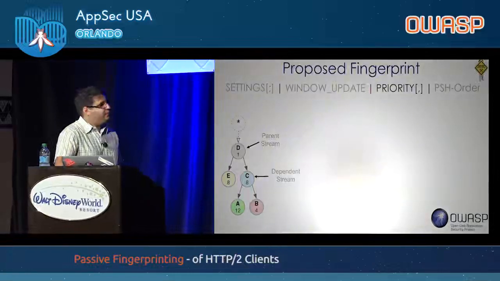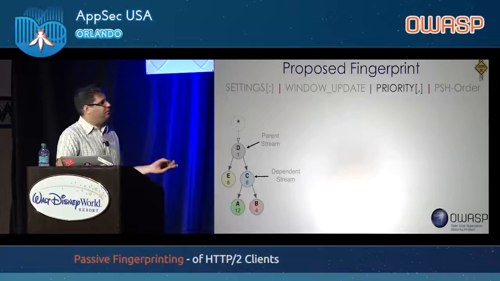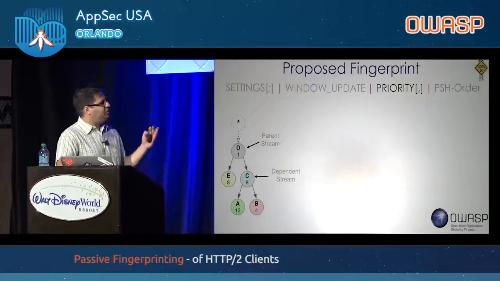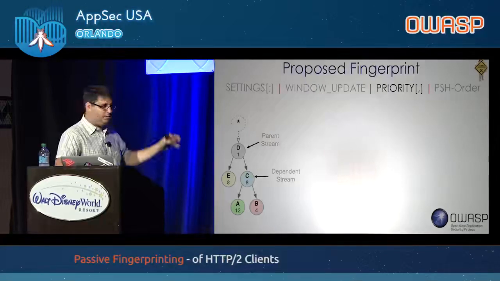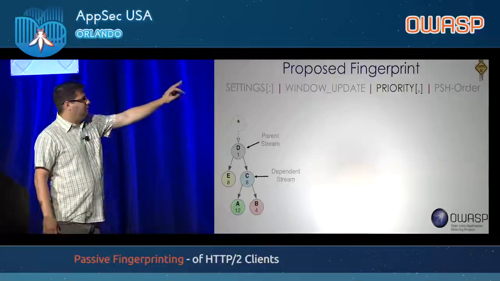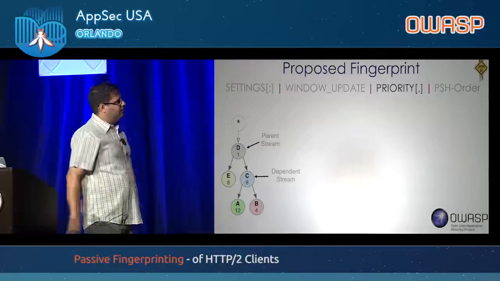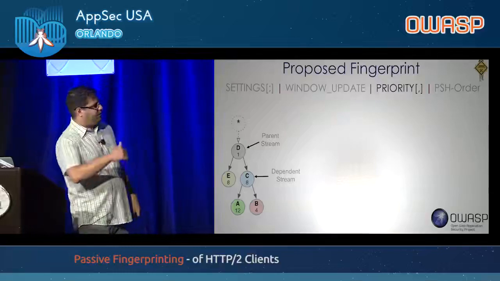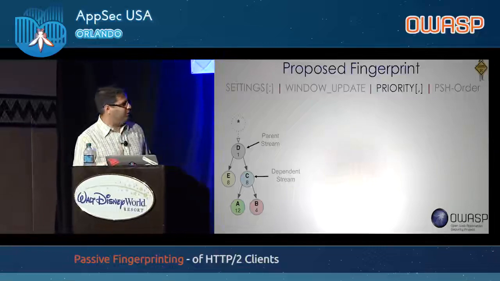The third element is a priority frame. And that's really interesting because the RFC allows to create dependencies between different streams. If you look at the chart, you can see the asterisk stream. That's stream 0, the root stream. And then we have stream D, which is the parent stream. And stream C and E are dependent on the parent stream. And from stream C, we have A and B, which are dependent on them.